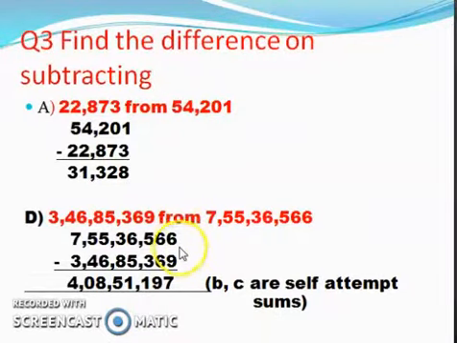So we start subtracting. 16 minus 9, 7. 15 minus 6, 9. 4 minus 3, 1. 6 minus 5, 1. 13 minus 8, 5. 14 minus 6, 8. 4 minus 4, 0. And 7 minus 3, 4.